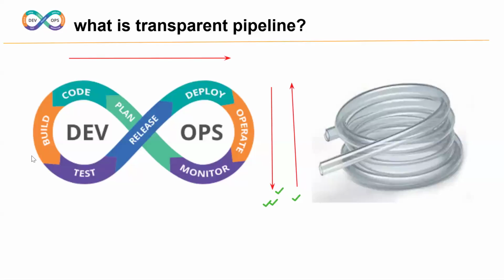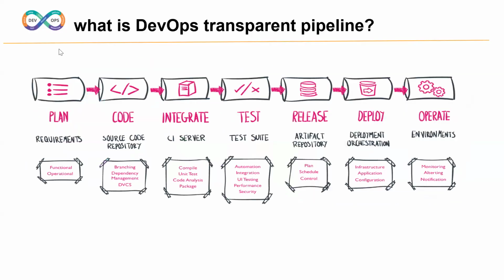So that is the reason we are going to be replacing the complex pipeline with what? Transparent pipeline. In this DevOps transparent pipeline, we have several stages like analysis, planning, coding, integration, testing, release, deploy, operation.